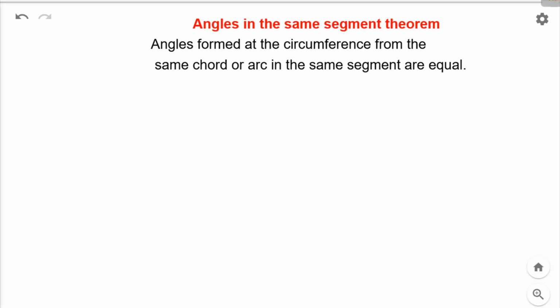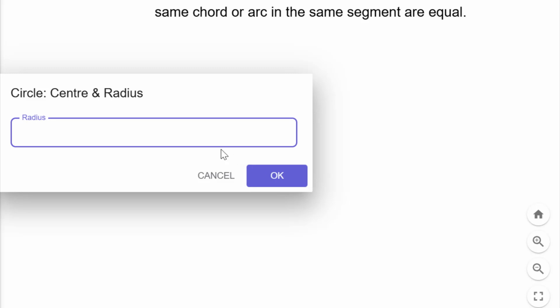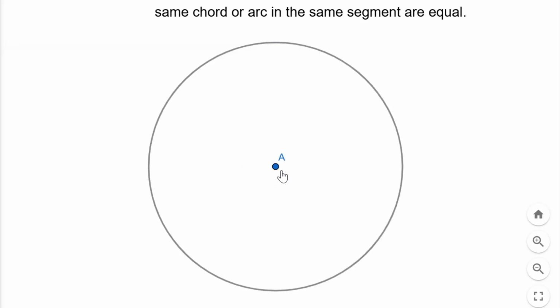We are still on the series of circle theorems. Today we are discussing another theorem, which is known as the angles in the same segment theorem. What is a segment? Let's first construct a circle with a radius of 6 centimeters. So we have our circle.